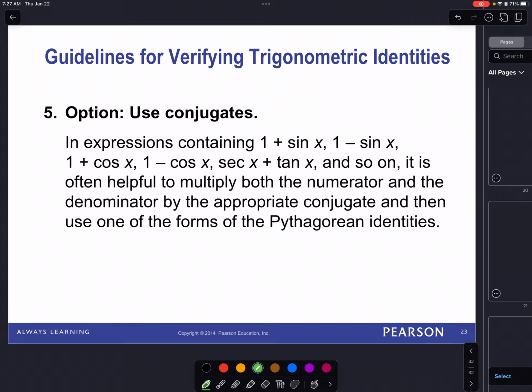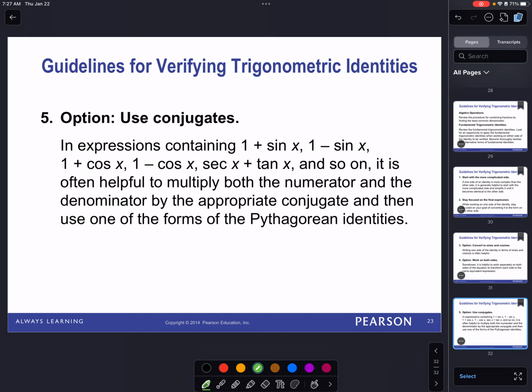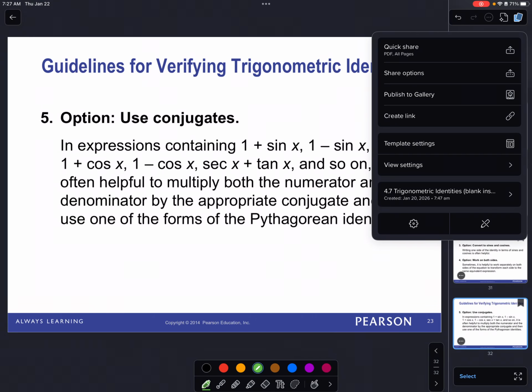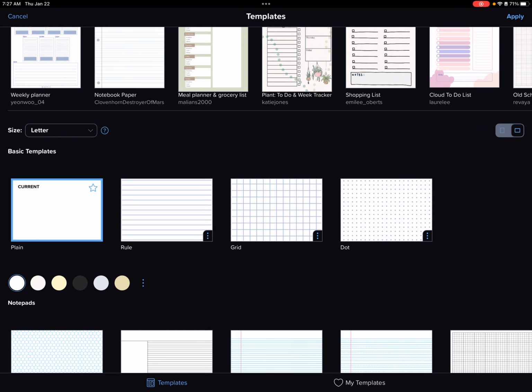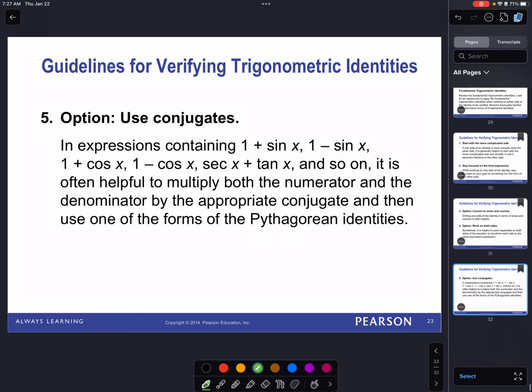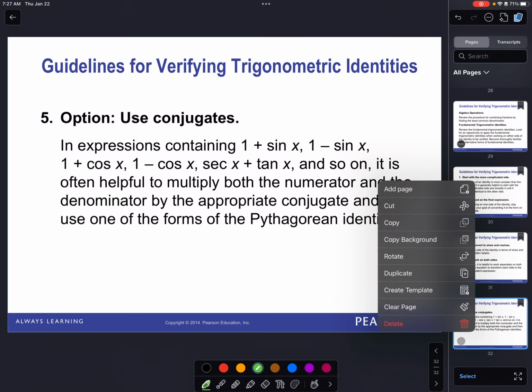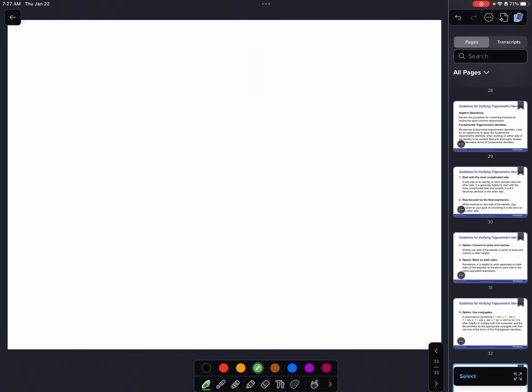Sorry. Let me do, where is it? Okay, cancel. And I like to add a page. Okay, I think we're good.